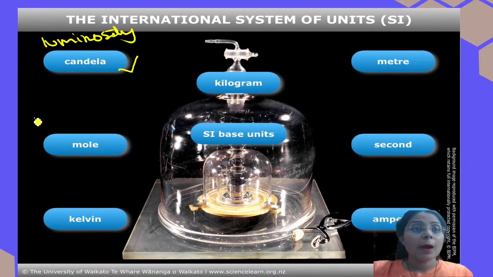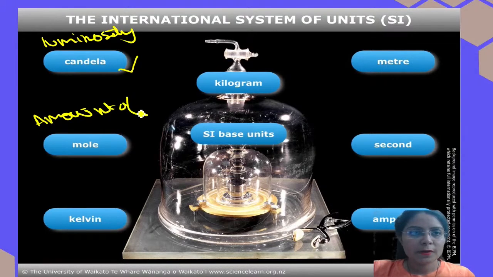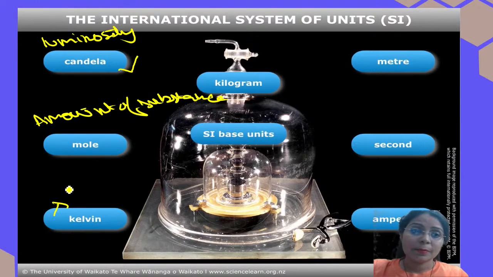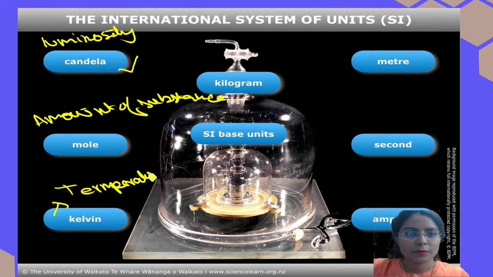One mole is the amount of substance. This is used for amount of substance. Then Kelvin, the standardized temperature. This is used for temperature. We used to call it thermodynamic temperature. Then there is meter.